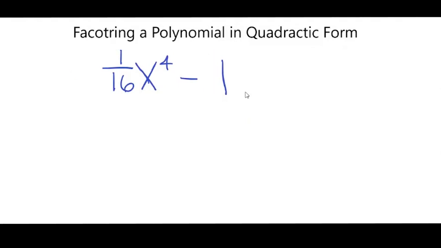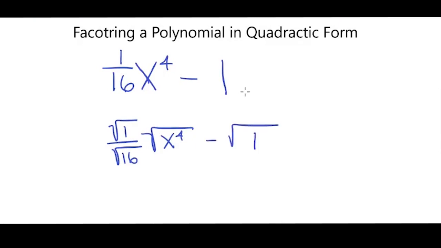And I'd have to say yes, because I can take the square root of 1/16, which is the square root of 1 over the square root of 16. And then I take the square root of x to the fourth minus the square root of 1. I can take square roots of everything here. So what that looks like is I have two parentheses. It's a difference of squares, so I'll have a plus and a minus.